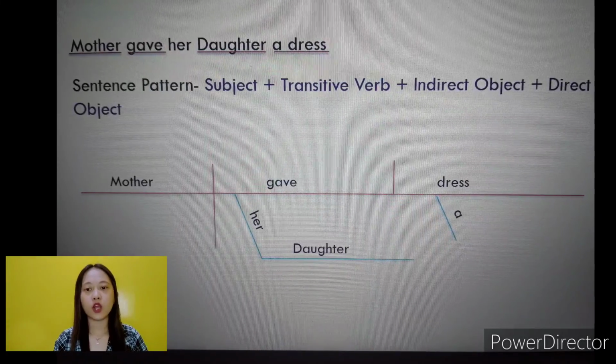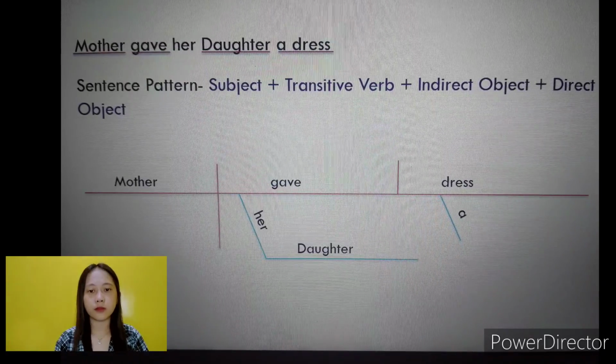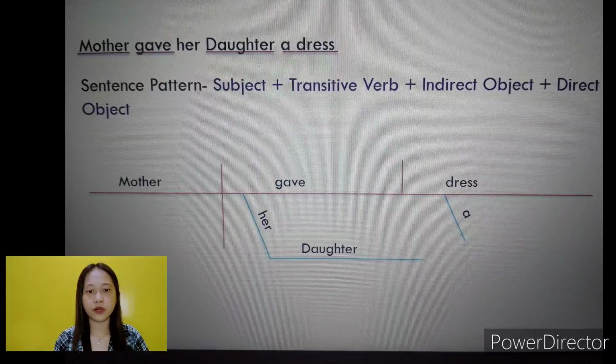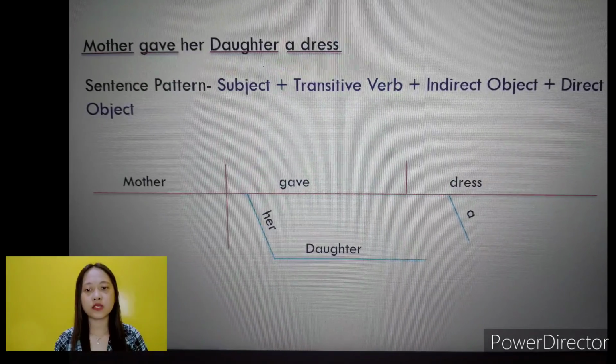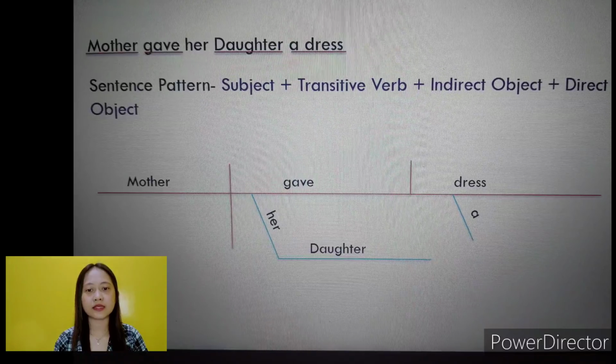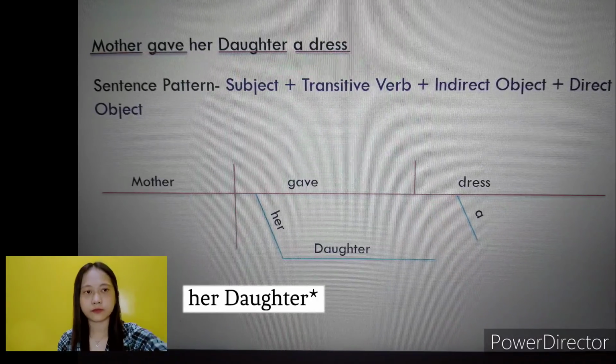And the indirect object is written below the verb because it modifies the verb, gave. Ask a question: for whom was a dress given? Her daughter. That's all.